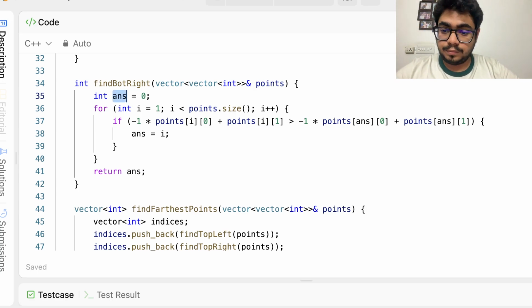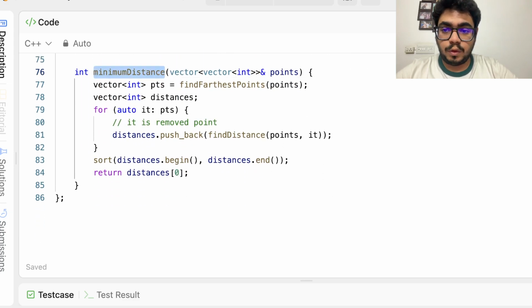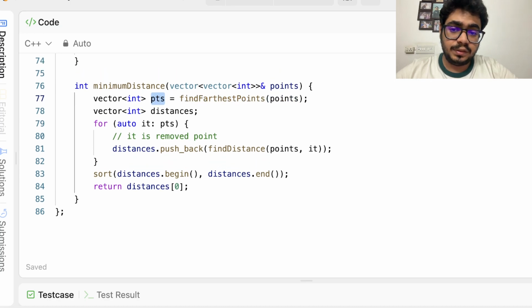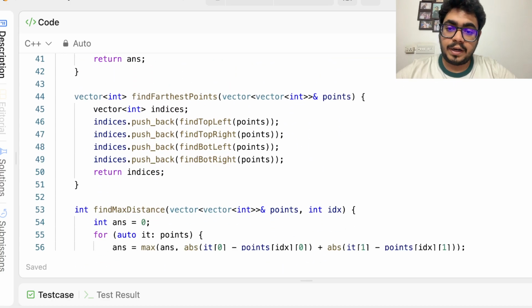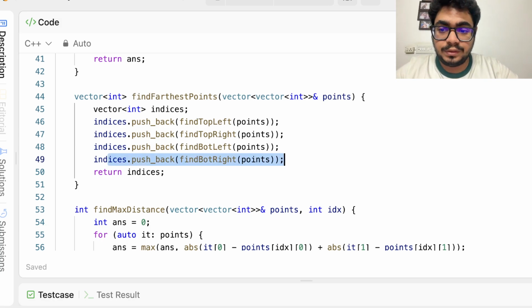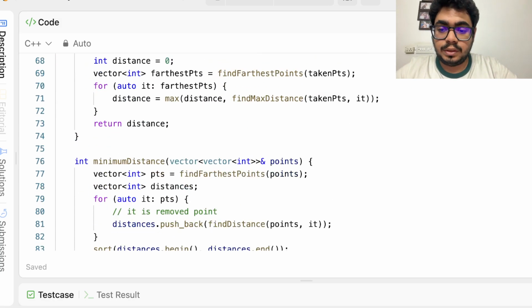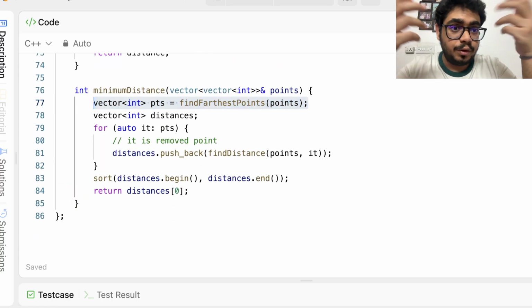that are right now at the end. Okay. Let's go to our actual minimum distance function. So what I do, I say find these 4 farthest points and give me the result. If I look at the find farthest point also, find farthest point does nothing. It creates a simple vector and pushes the top left, top right, bottom left, bottom right. Actually, maximum sum, maximum difference, minimum difference, all the 4 points, and returns that vector to us.